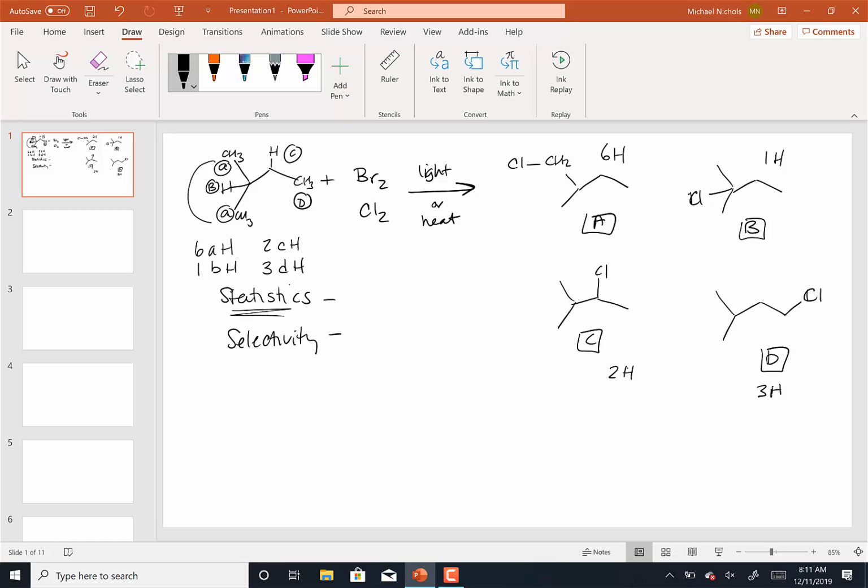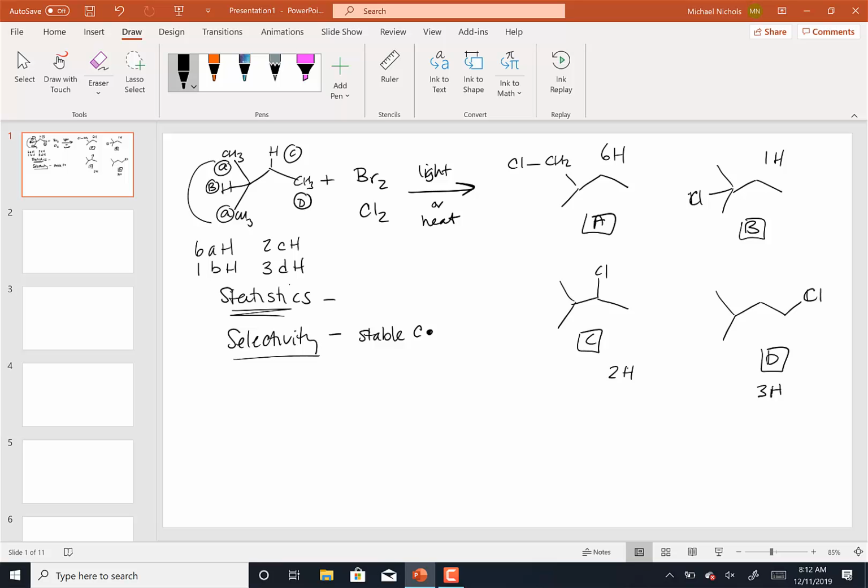So that's statistics. If pure statistics were in charge of this reaction, A would be the major product, because it has the most hydrogens leading to that product. And product B would be the least percentage product. But that's just one factor. The other factor is the selectivity. The selectivity is going to take into account what is the most stable carbon radical intermediate in this reaction.